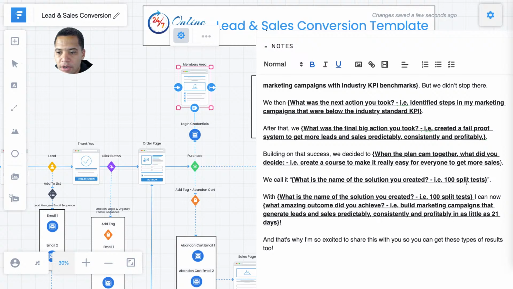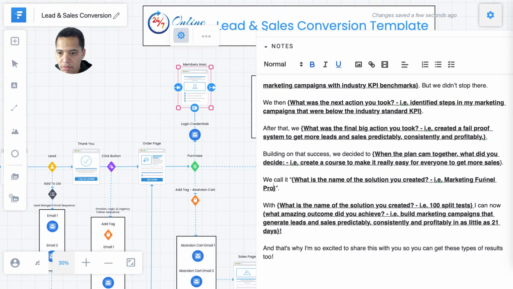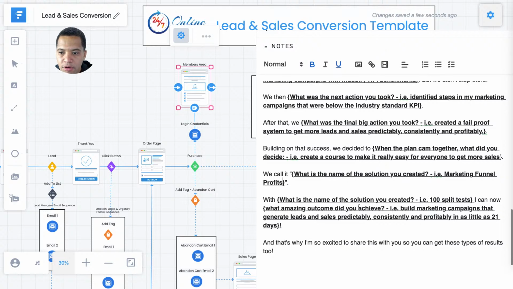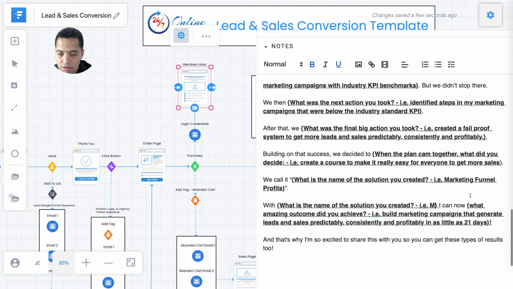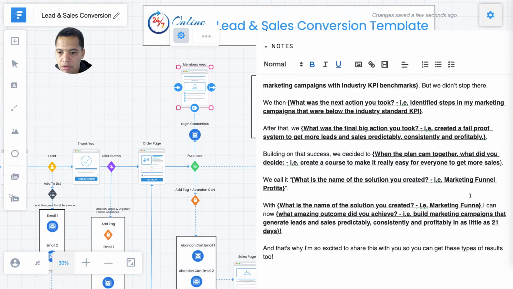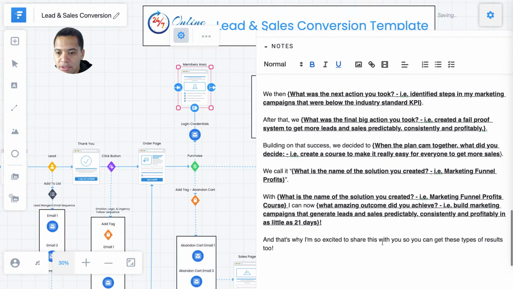What's the name of the solution you created? Market Fund Profits, right? So this one will be Market Fund Profits. You can see how you can change this template up for your personal needs here. Build marketing account campaigns, and so on. All right, cool. That's why I'm excited to do this.